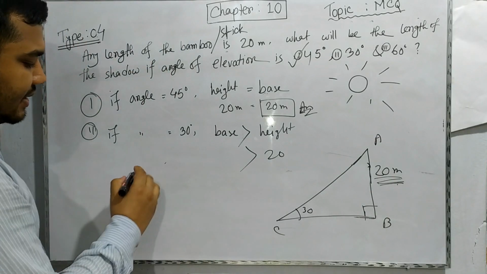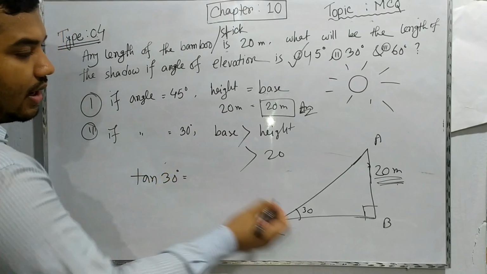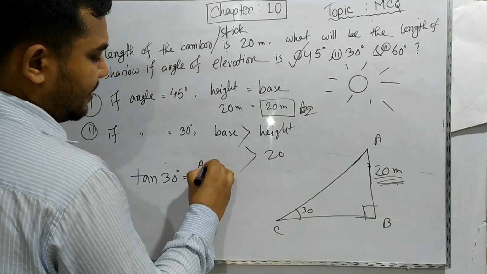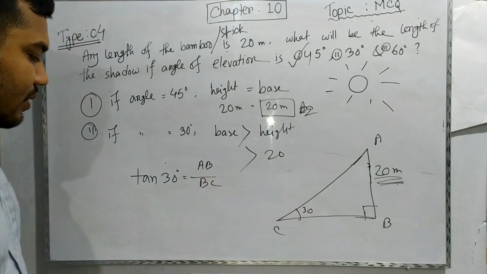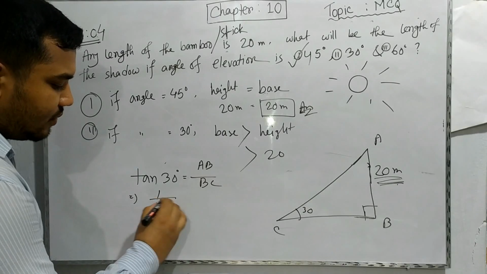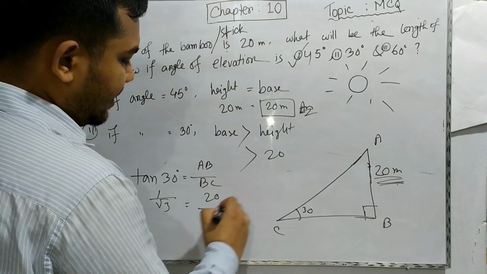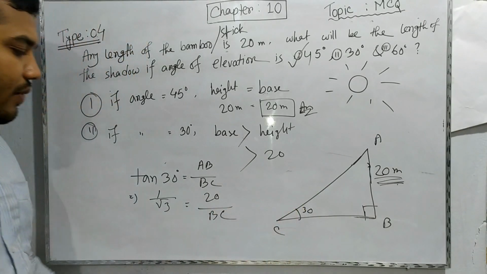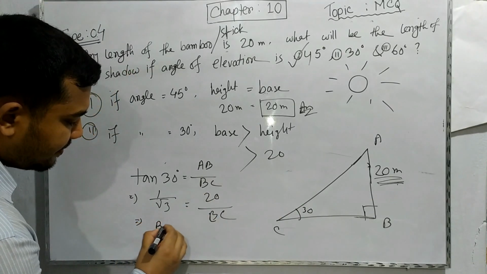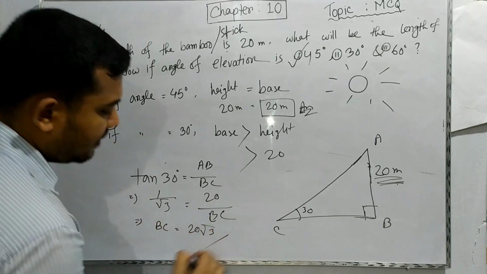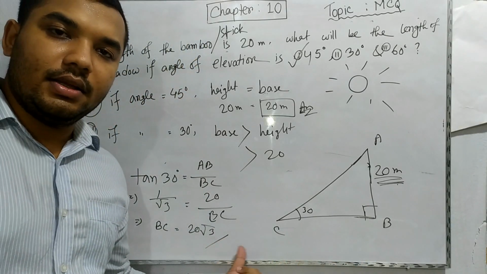The relation between height and base will be our tan theta. So tan theta equals height, that is AB, over base, that is BC. Here tan 30 is 1 by root 3, which equals AB, that will be 20, over BC, which we have to find. The value of BC will be 20 root 3. So the answer of this will be 20 root 3.